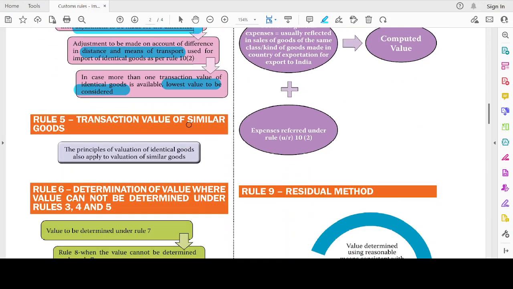Now, the same principles will be followed for similar goods also. Similar principle for similar goods. Same for identical and similar goods. Both follow the same principle.